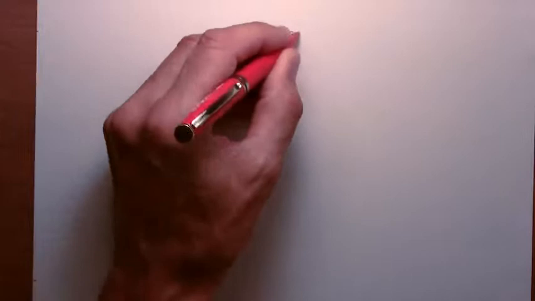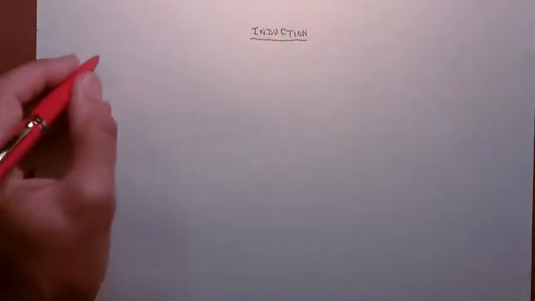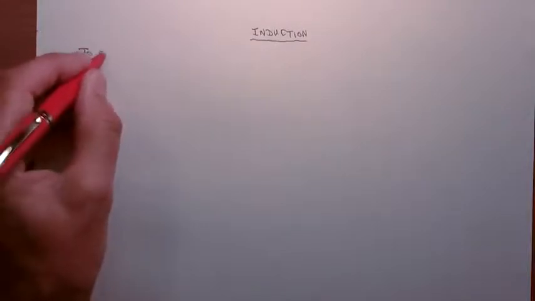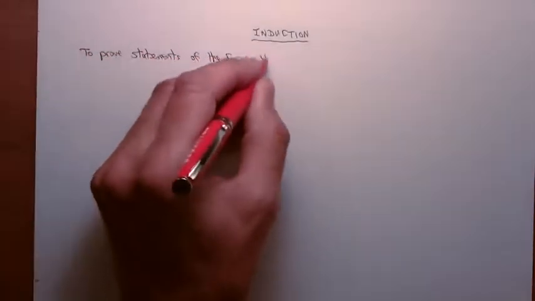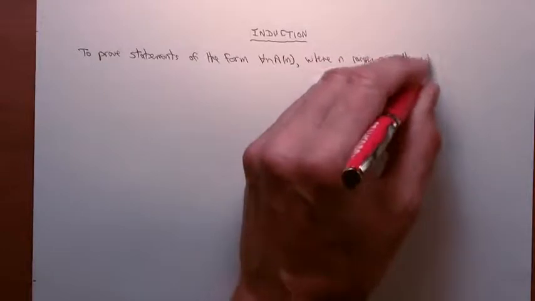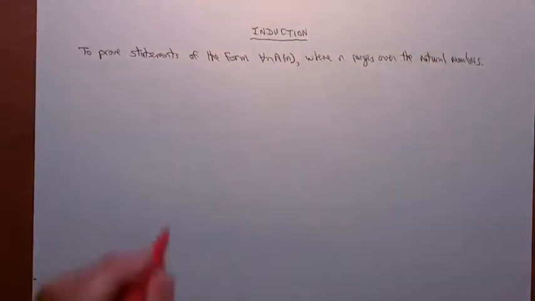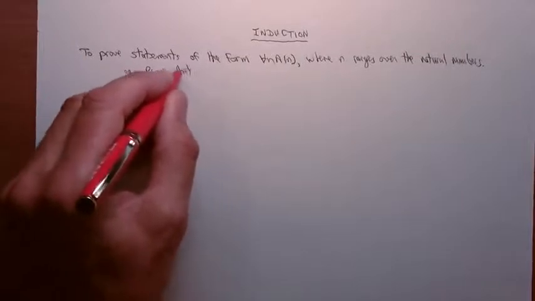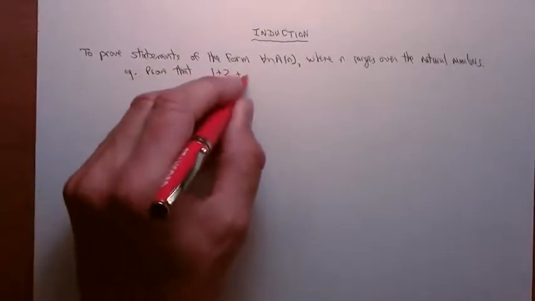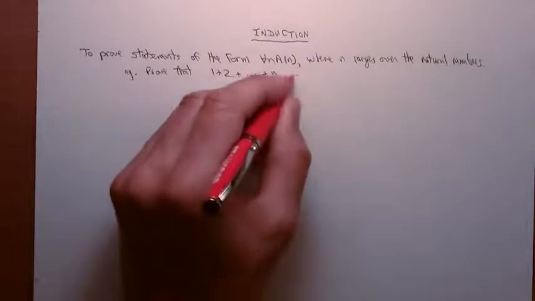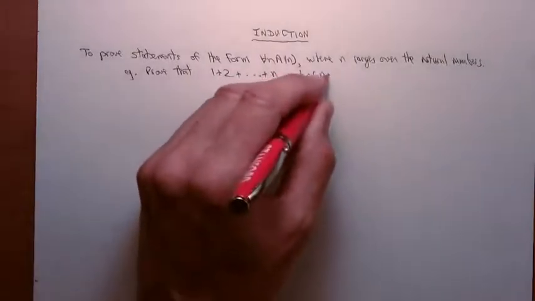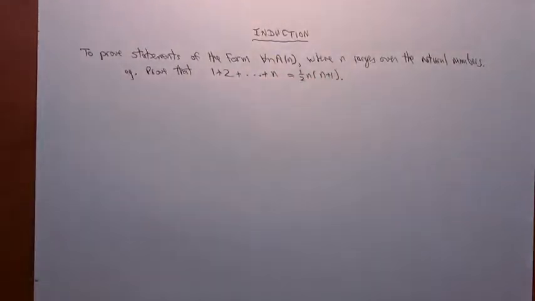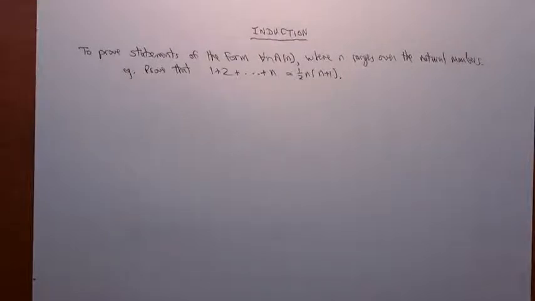Now let's look at proof by induction. This is the special case where we're proving universally quantified statements where the quantifier ranges over the natural numbers. For example, suppose I want to prove that 1 plus 2 plus etc. etc. etc. plus n equals a half n times (n plus 1). So the sum of the first n natural numbers is a half times n times (n plus 1).